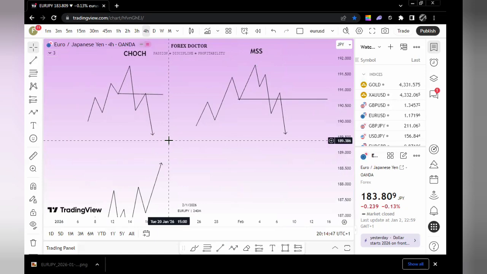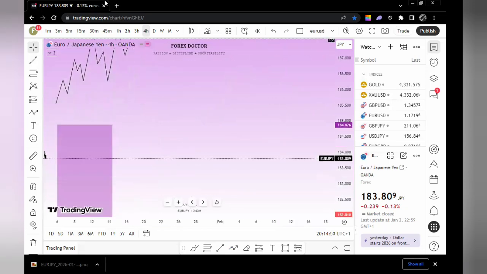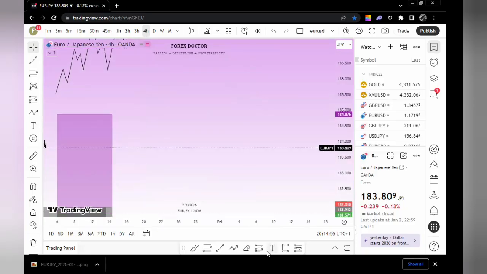Good. We then talked of point of interest. We saw our breaker blocks, order blocks, mitigation blocks. I don't really trade mitigation blocks. I'm not really a fan of mitigation blocks. I think my win rate on mitigation blocks is just about 50-50 something.